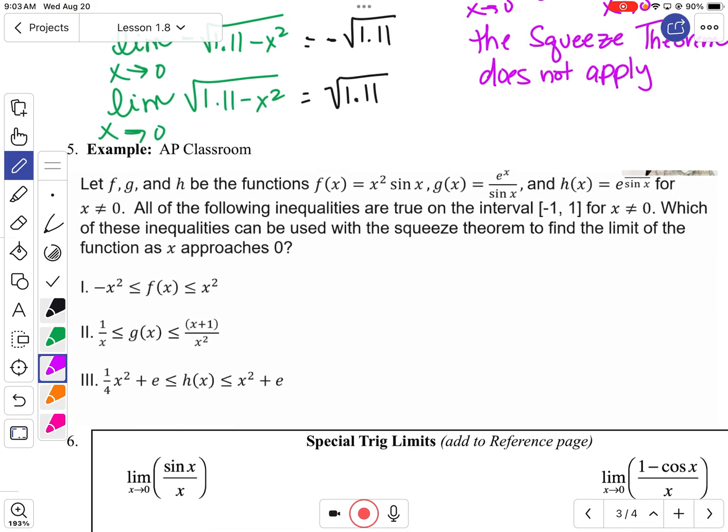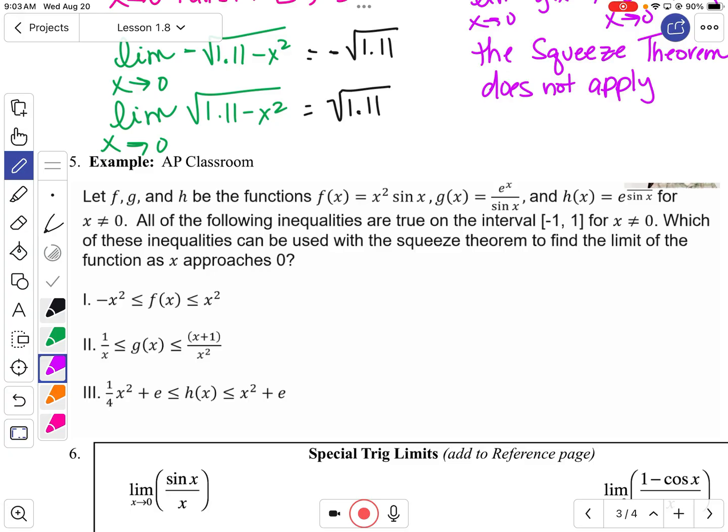All right, so here it is. It says let f, g, and h be these functions. So f of x is x squared sine of x, g of x is e to the x over sine of x, and h of x is e to the sine x, all where x is not equal to 0. All of the following inequalities are true on the interval from -1 to 1, where x is not equal to 0. Which of these inequalities can be used with the squeeze theorem to find the limit of the function as x approaches 0? So it's wanting you to figure out which one of these actually works for the squeeze theorem.